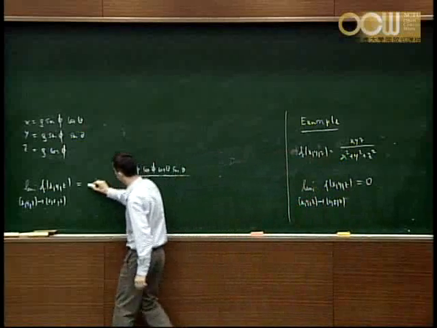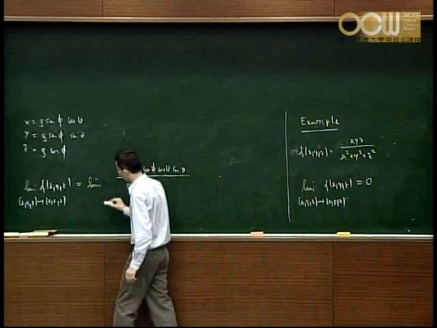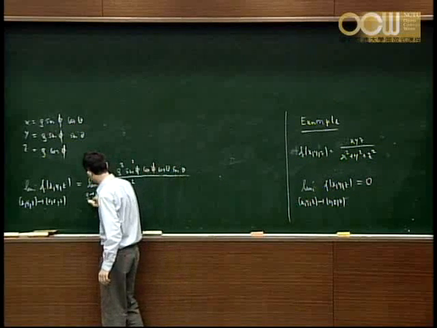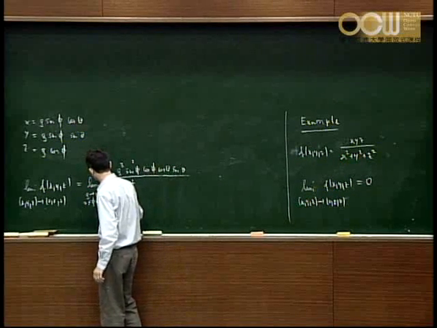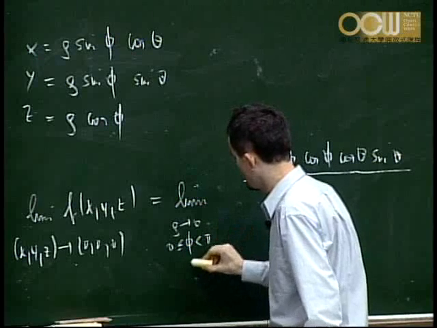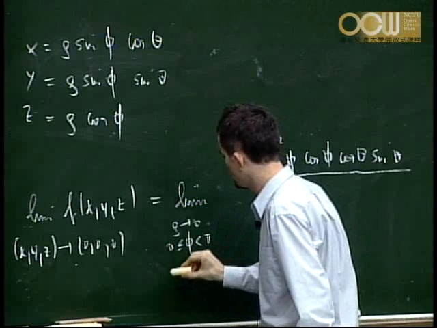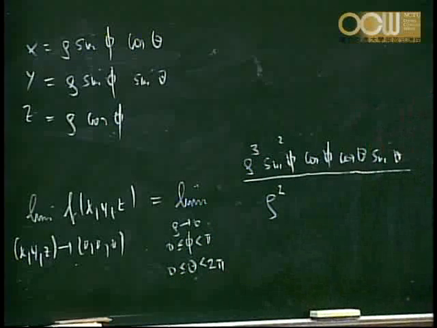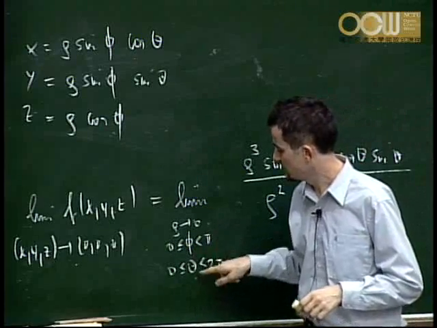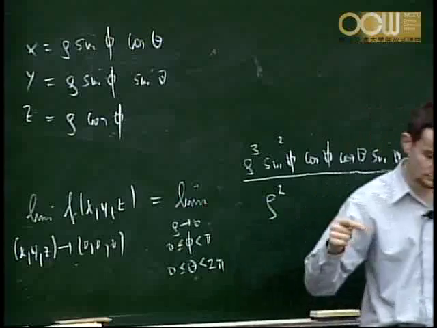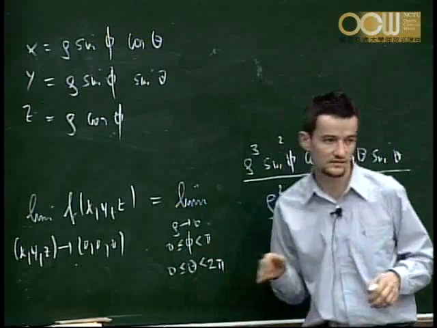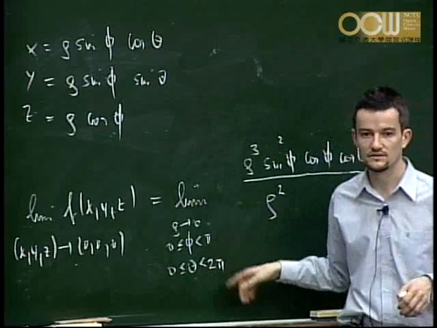And for the limit, now rho must tend to 0, and psi is always between 0 and pi, and theta is somewhere in between 0 and 2 pi. That's the way you approach. Because you have to choose also a theta, you have to choose a psi, but you approach such that rho is getting smaller and smaller, and theta and psi can behave like this here.